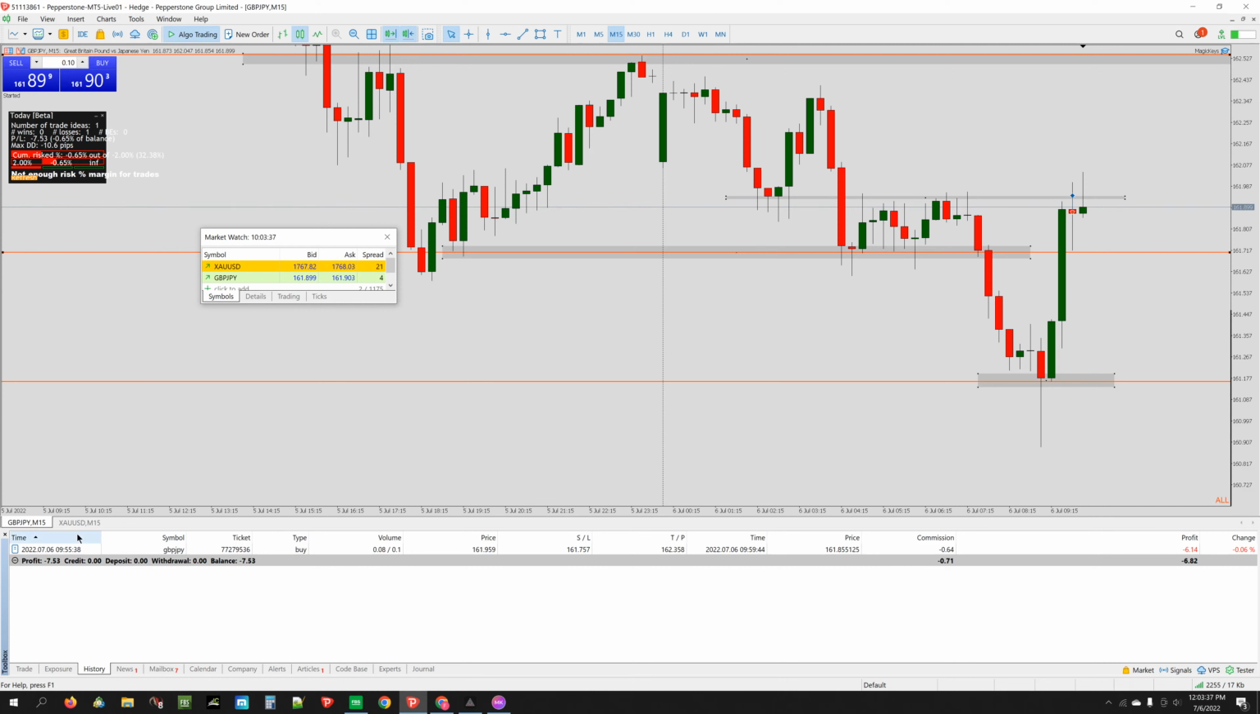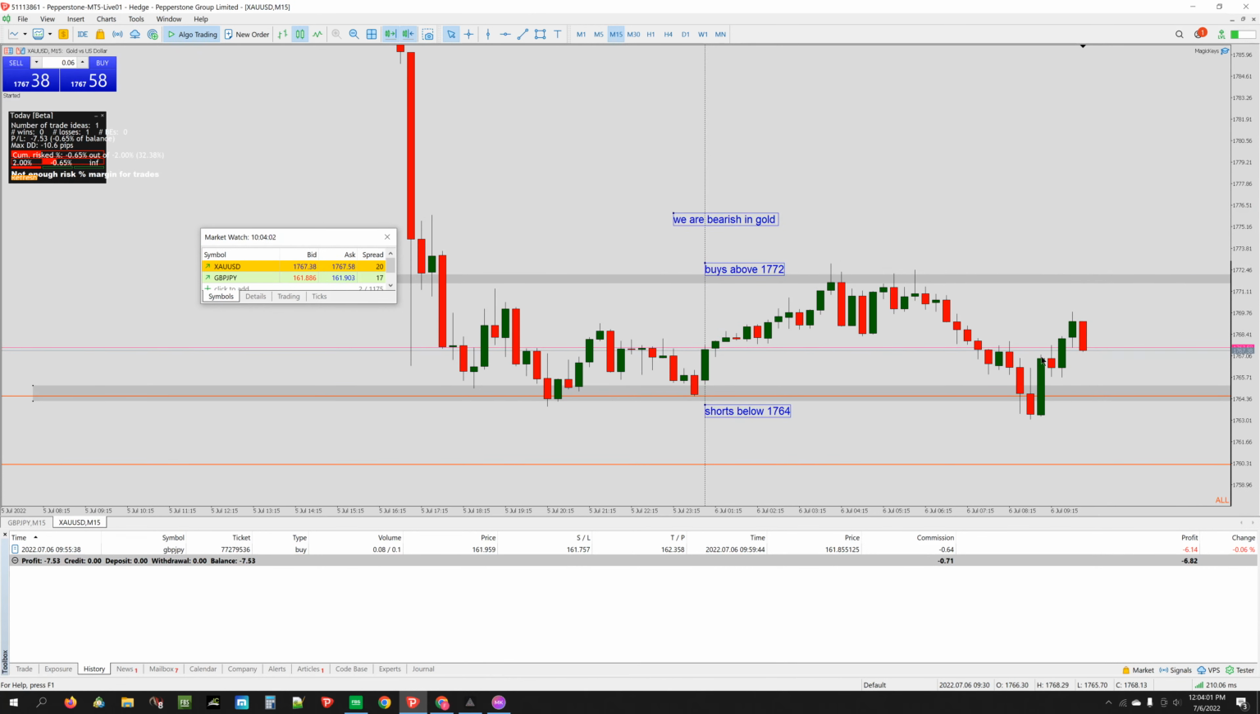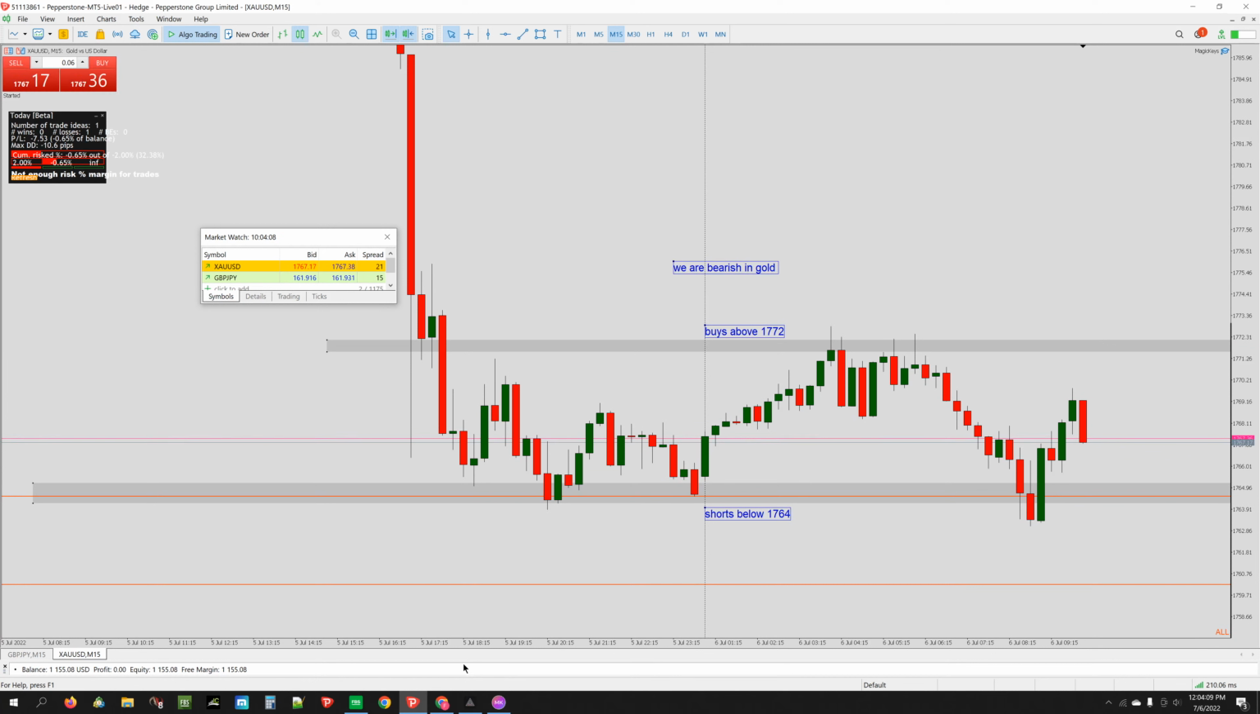So yeah, at this point, in my opinion, we will create a consolidation in GBP JPY between this area. There is a high probability we will consolidate in this area before we can potentially get some sort of trade idea. So nothing in gold also, so we are just waiting.